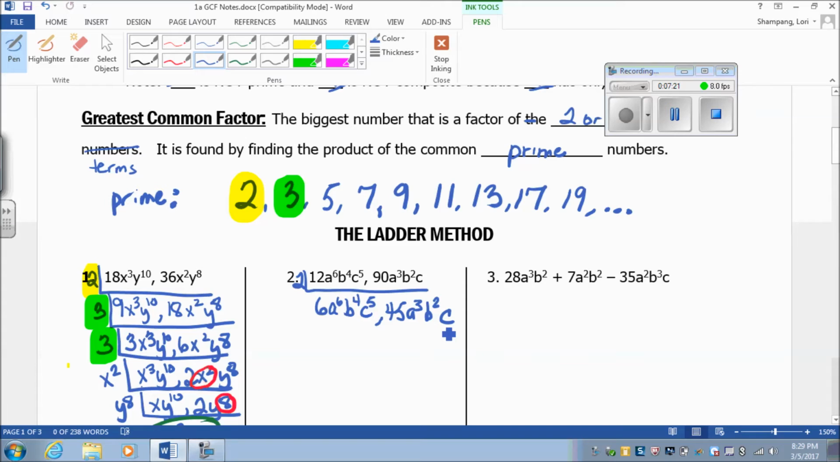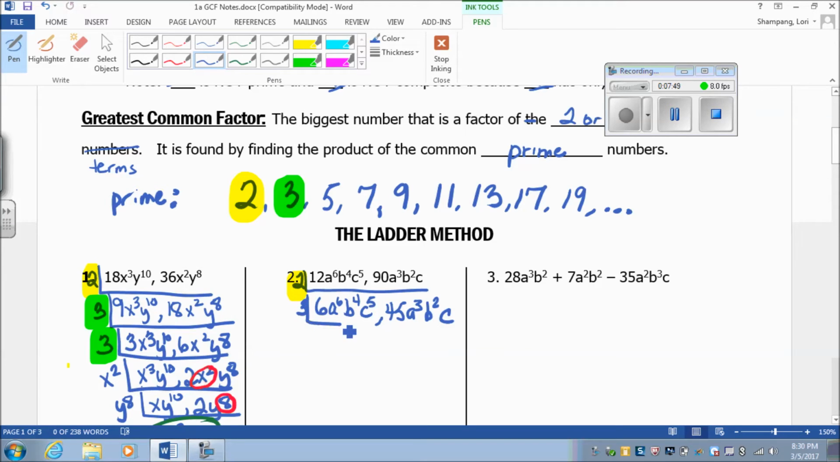Now, I can't use 2 anymore because 2 doesn't go into 45 an even number of times. So let's look at 3. I'm just going to highlight my 2. Let's look at 3. Well, is 6 divisible by 3? Yes, 6 is divisible by 3. 45 is also divisible by 3. So let's go ahead and factor out a 3.